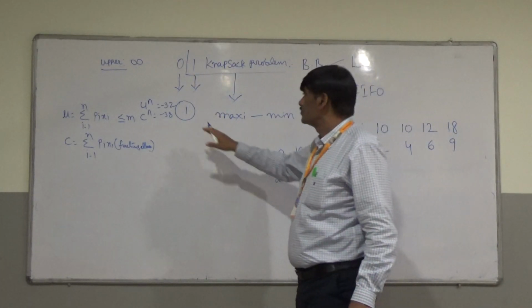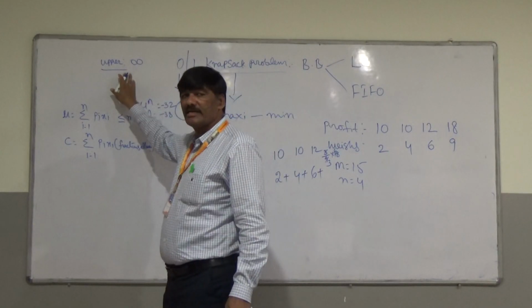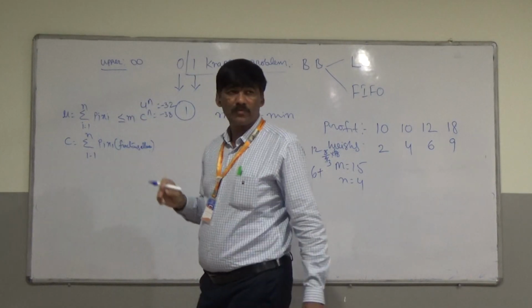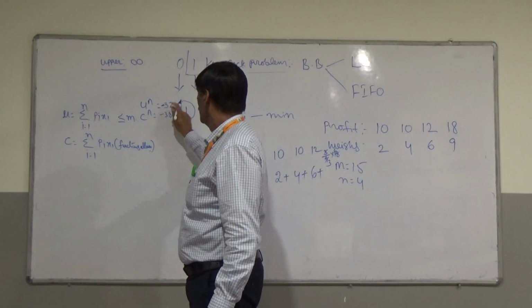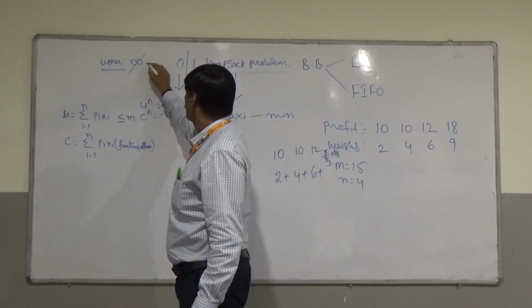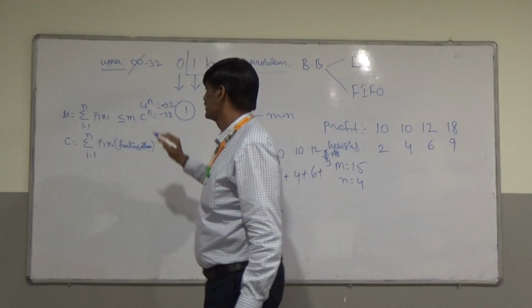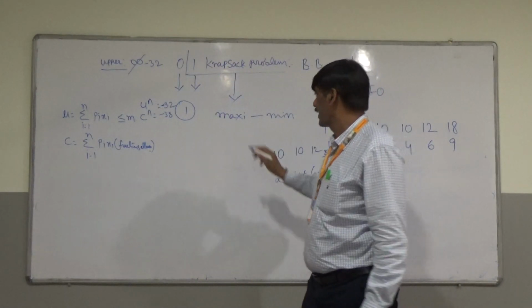Now, the upper bound value was infinite initially. Now we got one upper bound value, so whatever upper bound value is there can be modified. The upper bound value is now minus 32. This is the way of calculating it.